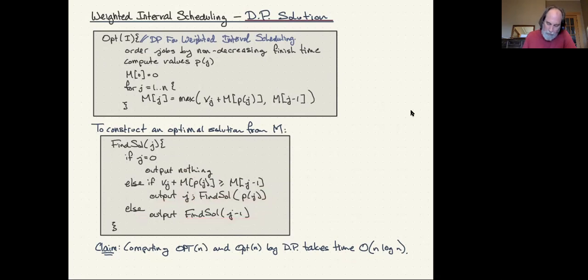Okay, so we'll claim now that, I haven't stated, I guess I should claim that it computes the right values, and also that it takes time n log n. Why does it take time n log n? Well, time n log n to order the jobs, and then this loop is just a constant amount of work for each job, so total of order n time for that.